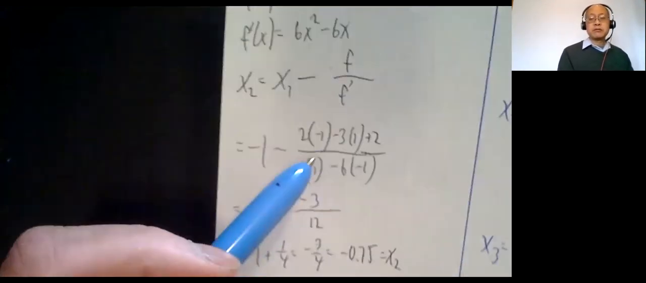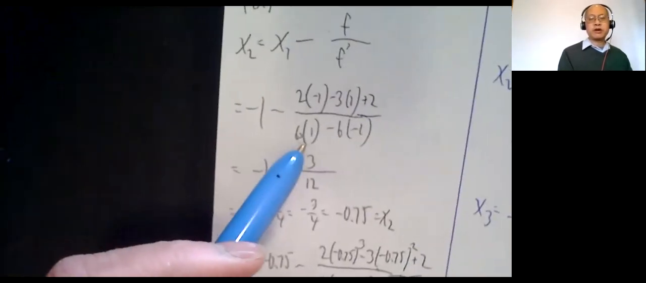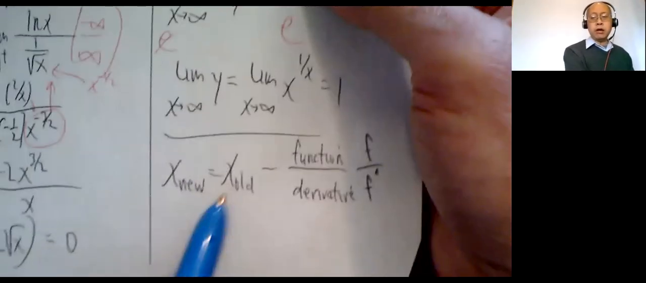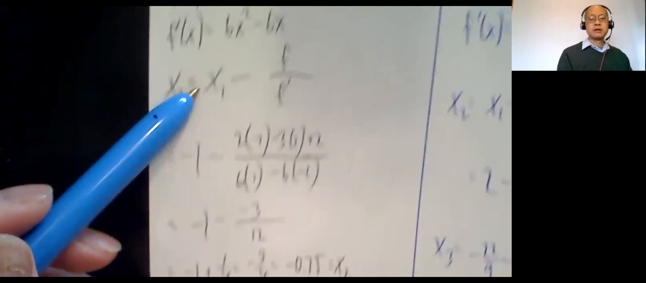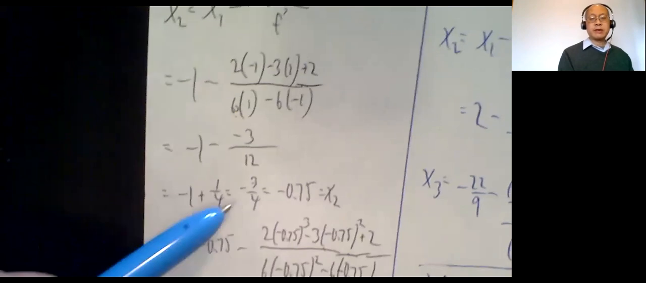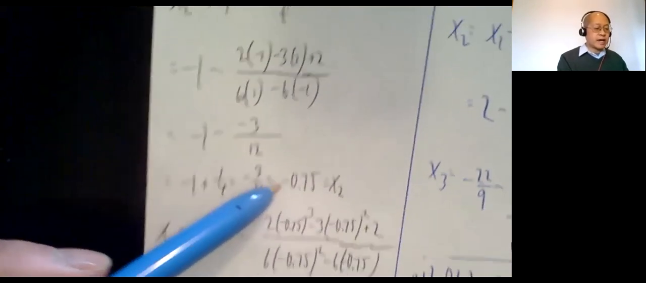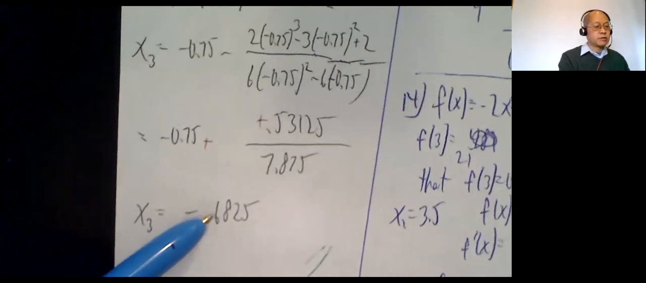So on top, plug in -1 for the function. On the bottom, plug in -1 for the derivative. So my variation: x new is x old minus function divided by derivative. Grind that all out. It came out to be negative 0.75. Then do it again. Plug it all in, grind it all out, and negative 0.6825 is what we get for this one.